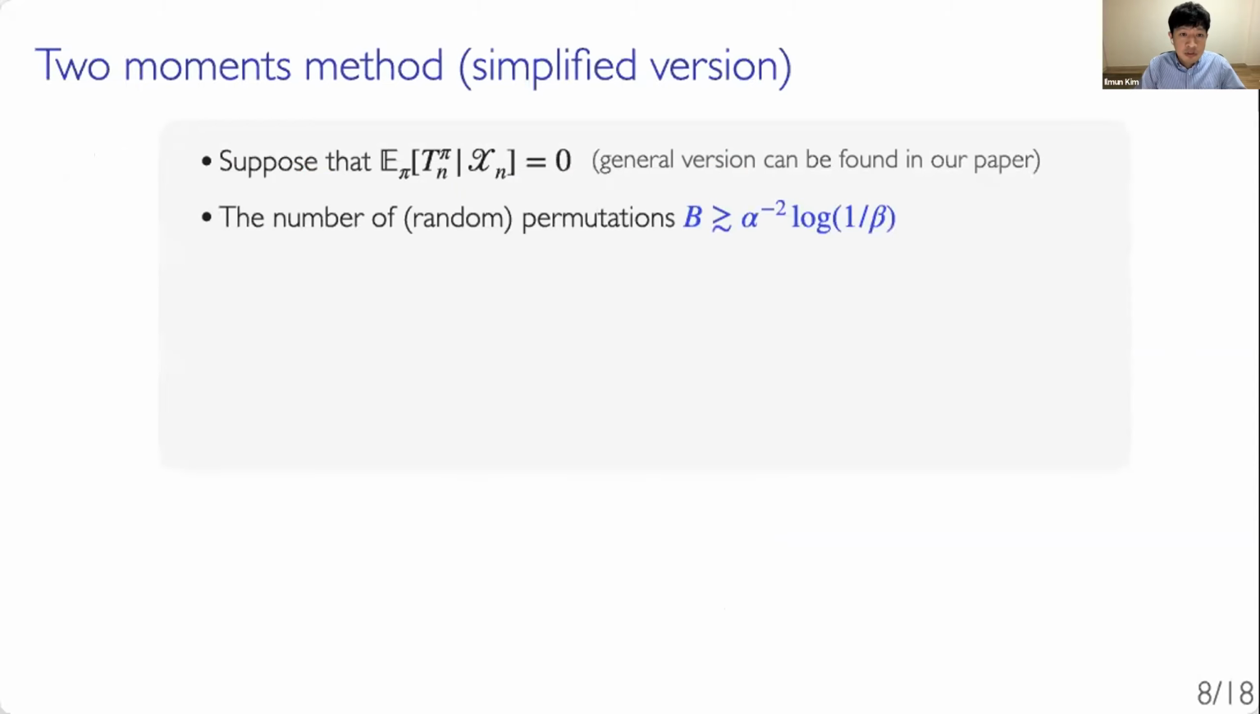We then assume the number of random permutations B is greater than 1 over alpha squared times log of 1 over beta, up to some constant. Importantly, the lower bound of B is independent of the sample size, but only depends on the desired type 1 error rate as well as type 2 error rate, denoted by alpha and beta respectively.